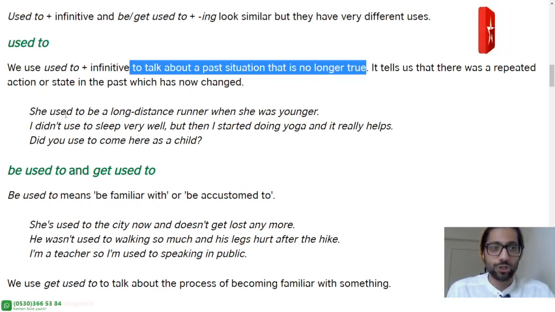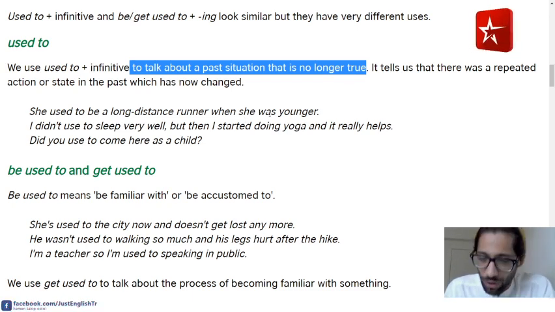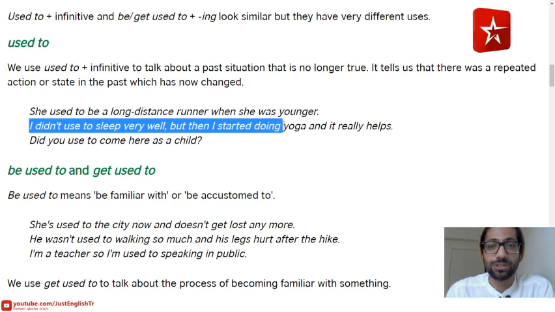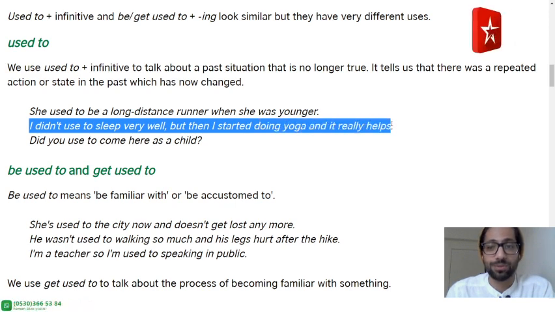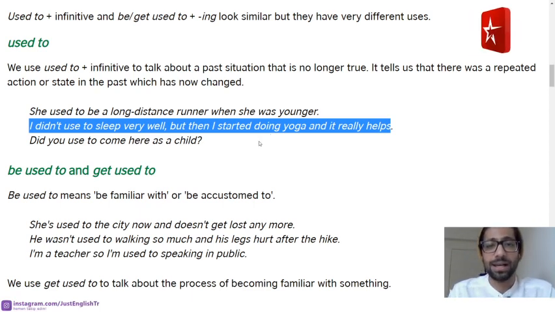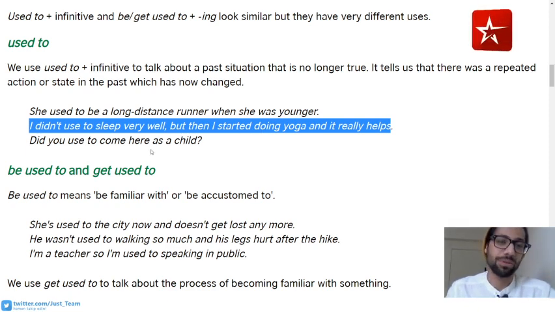For example, she used to be a long distance runner when she was younger, which means now she's not. She's very old. She can't even walk. I didn't used to sleep very well, but then I started doing yoga and it really helps. So here, no sleeping whatsoever, but after yoga and exercises, I slept like a baby. That's what they say.